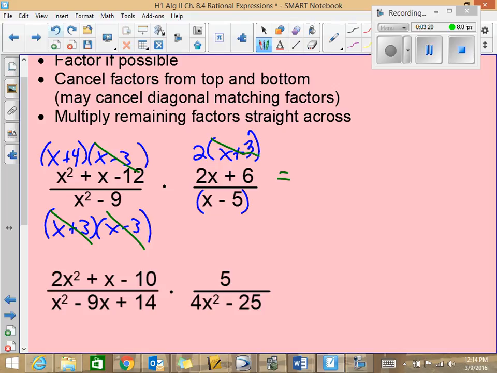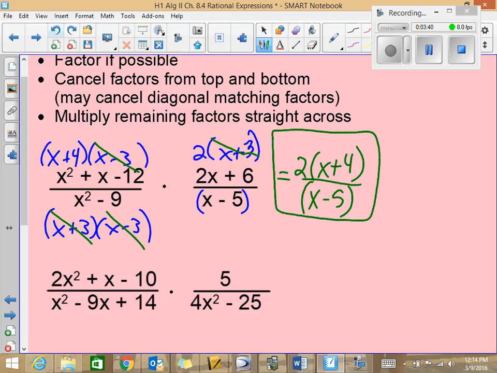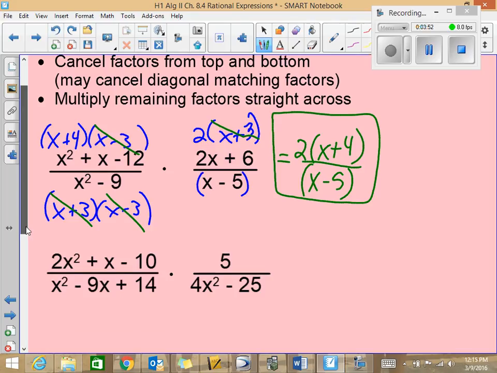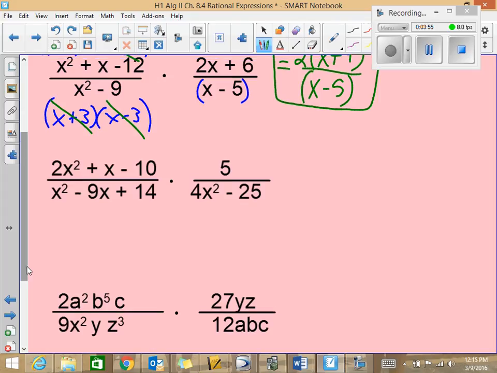Okay? And now we see what's left. So up on the numerator, we have x plus 4 and 2. So we can write it like this. On the bottom, we have an x minus 5. Now, can those x's cancel out? No. Right. So that is our final answer. You could distribute it if you want. You could make it 2x plus 8. But I'd really rather you keep it factored. Okay? Questions? All right. Let's try another one.